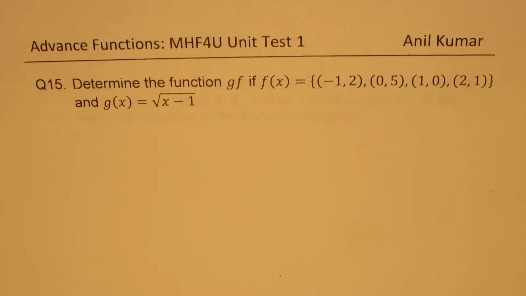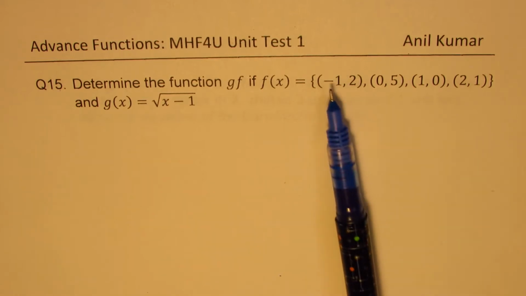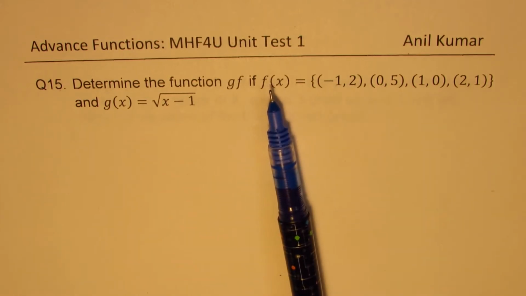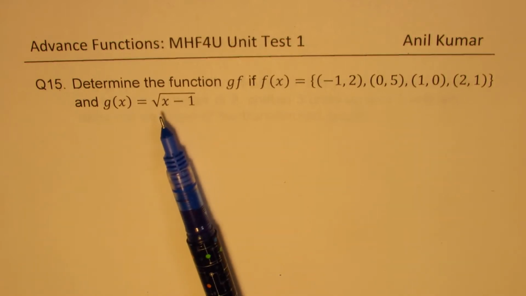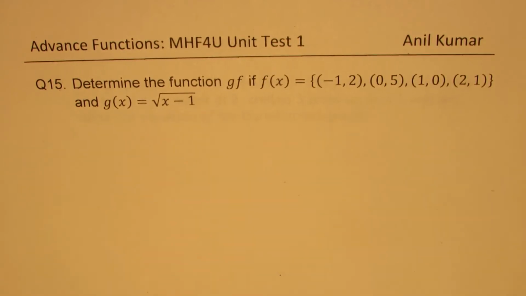Here we are discussing a test paper of Unit 1. This is question number 15. Determine the function g times f if f of x equals minus 1, 2, 0, 5, 1, 0 and 2, 1. So these are the 4 points on the function f of x. g of x is given to you as square root of x minus 1. You can always pause the video, answer this question, and then look into my suggestions.